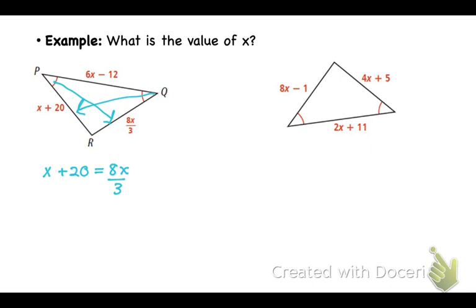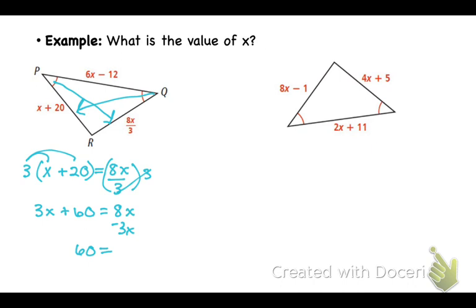Yeah. I'm going to multiply this side by 3 and this side by 3. So I have to make sure I distribute. So I get 3x plus 60 equals 8x, because the 3 is reduced, right? That was the whole point. So now, do I have a very basic problem? Yes. If you don't like fractions, learn how to get rid of them. So minus 3x.